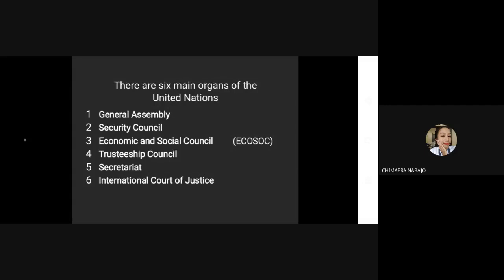There are 15 judges from different countries, but no two judges can come from the same country. The function of the International Court of Justice is to settle disputes brought to it by member nations, and to provide legal advice to any organ of the United Nations on request. Next slide.